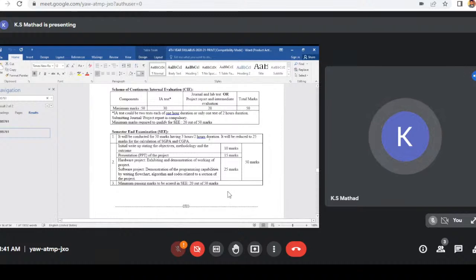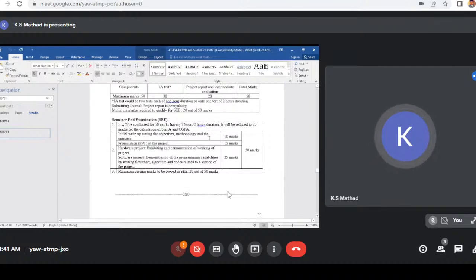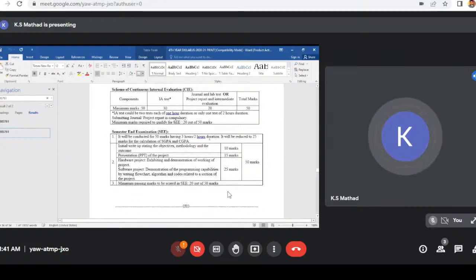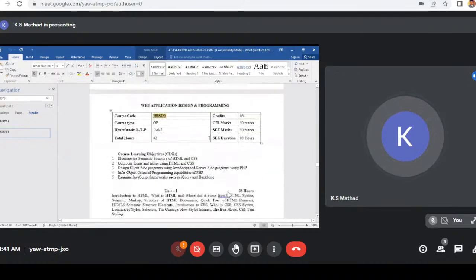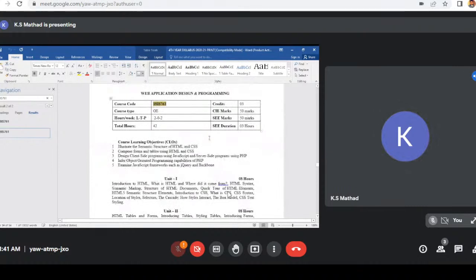And CIE components will be as it is, like your theory exam, wherein you will be having an IA test and lab journal submission. So this is about the open elective web application design and programming. Course code is 18IS761.